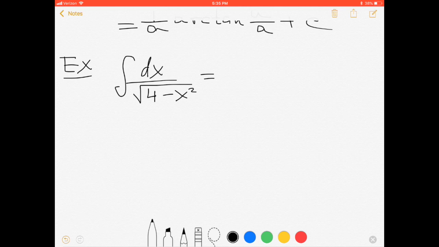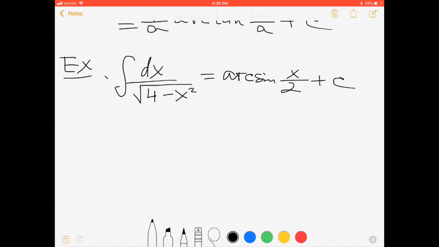What is u here? u is exactly x. What is a here? a squared is equal to 4, which means a is equal to 2. You use formula number 1, and you have arcsine x over 2 plus c. You see, we can write the answer right now.